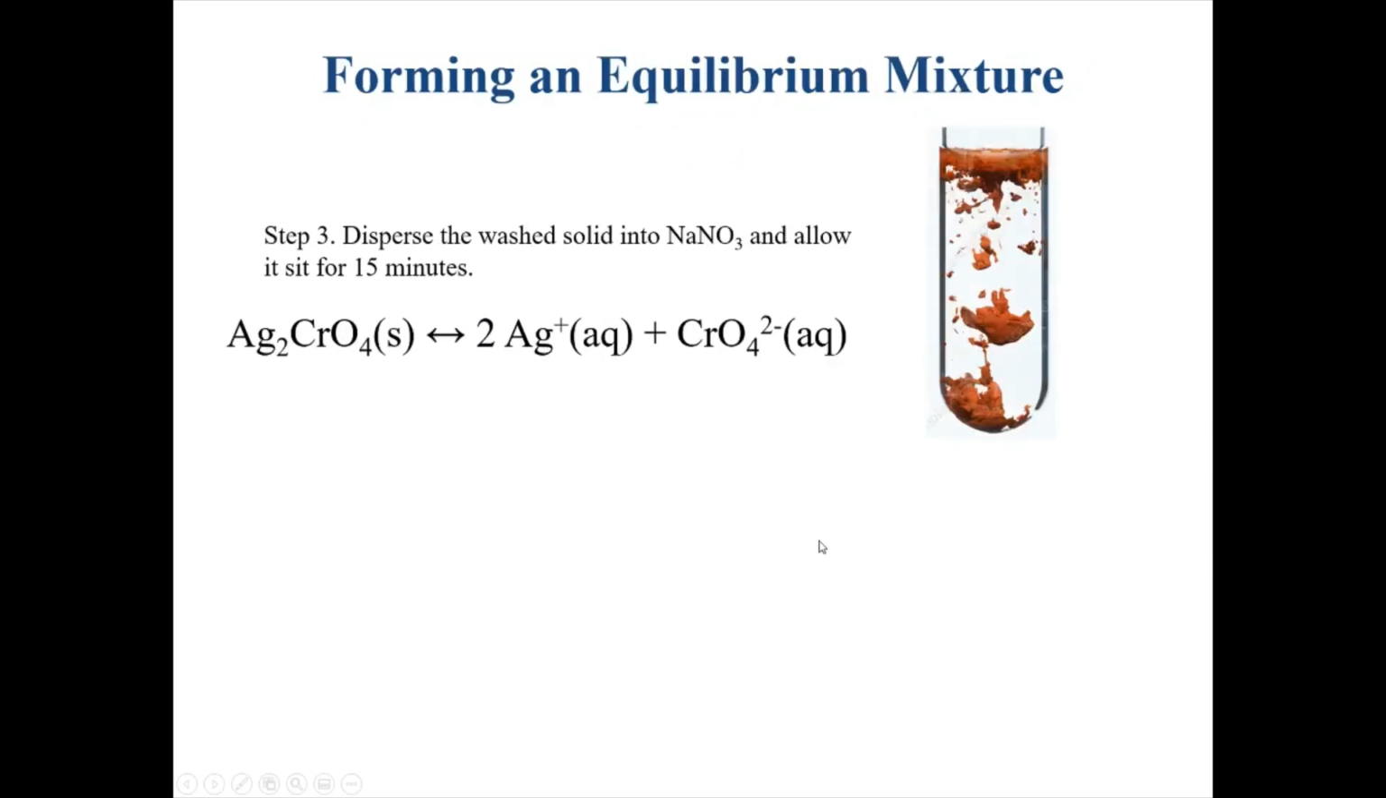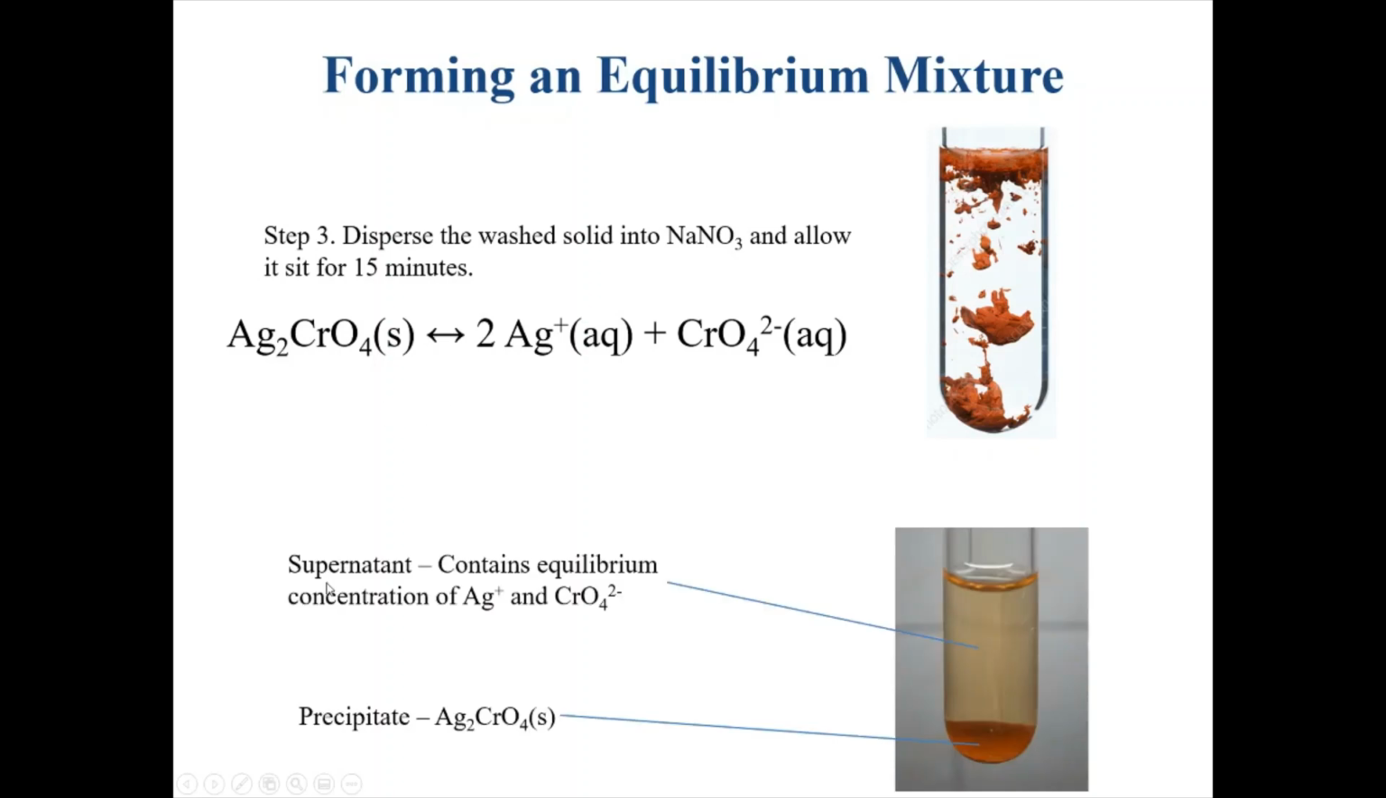Okay, so now for the most important step. Once we've washed our silver chromate, we have to let it form an equilibrium mixture. So what you're going to do is take that solid, disperse the solid into NaNO3 and allow it to sit for 15 minutes. The reason why you allow it to sit for 15 minutes is we have to allow this equilibrium to establish. We have to let the silver chromate dissolve, forming the equilibrium concentrations of silver plus and chromate 2 minus. So that's the most important step of the entire process, in addition to washing.